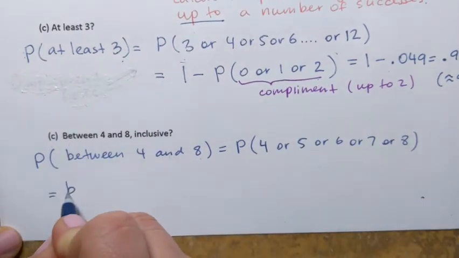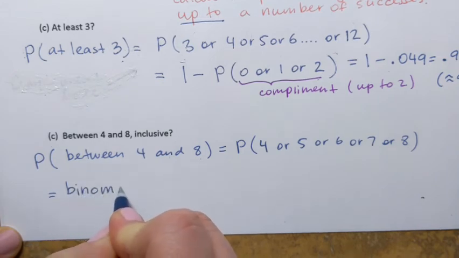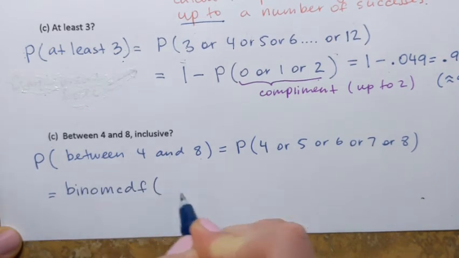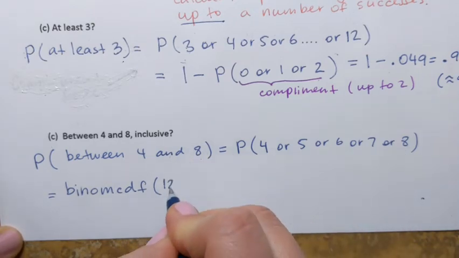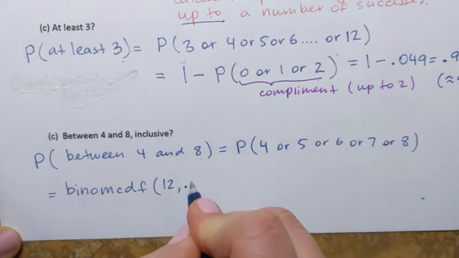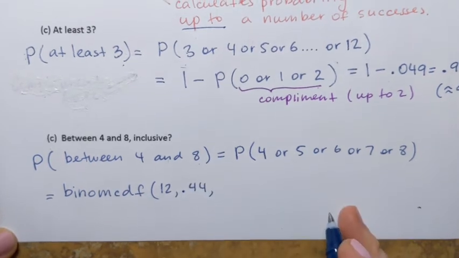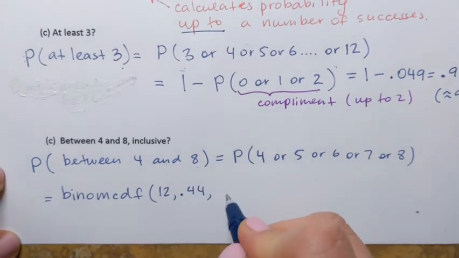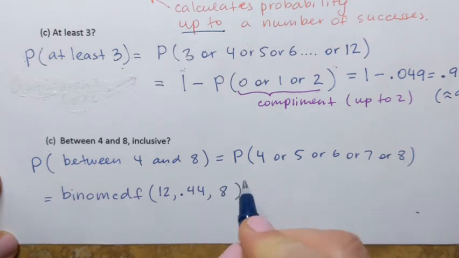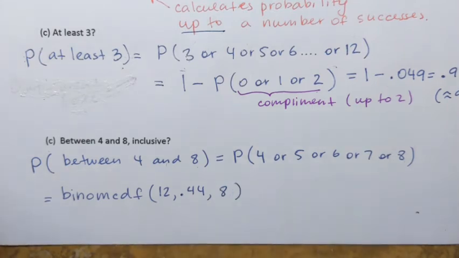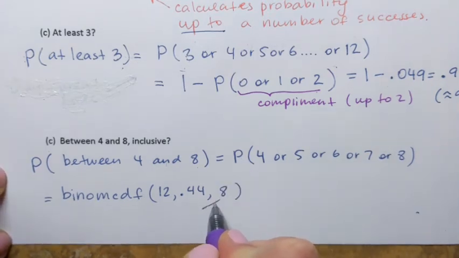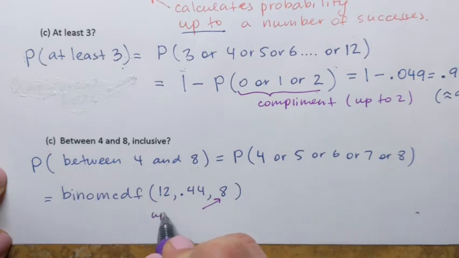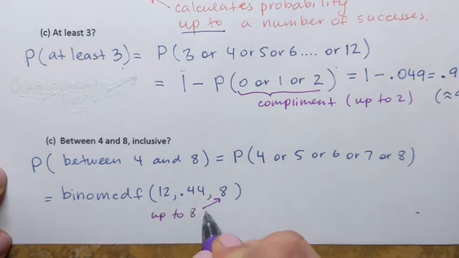So let's start making notes. What if I find Binomcdf for up to 8? So I'll have to enter 12 in my calculator, 0.44. Remember those three numbers we always enter in order. And then the last one will be 8. Well, that means that this function will calculate the probability for him making up to 8 successes.